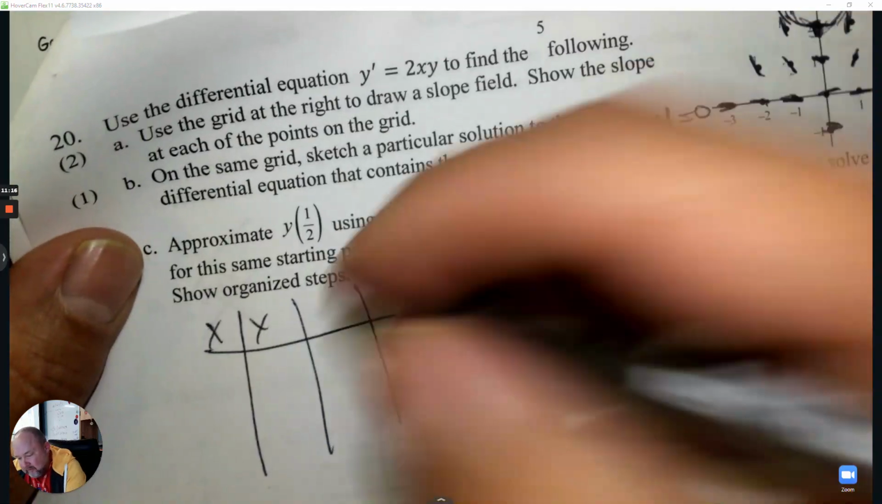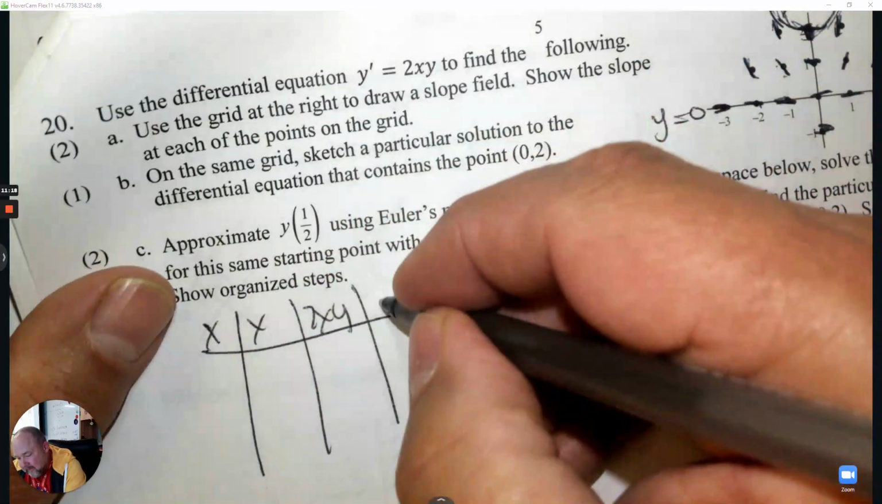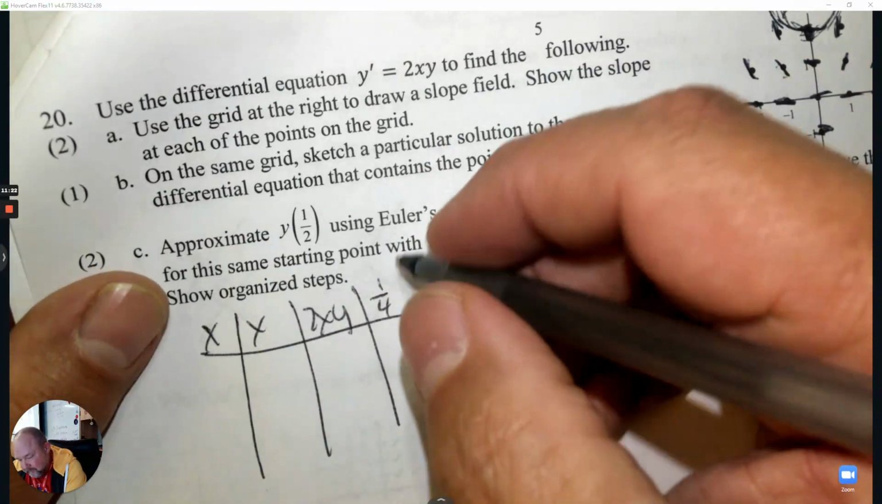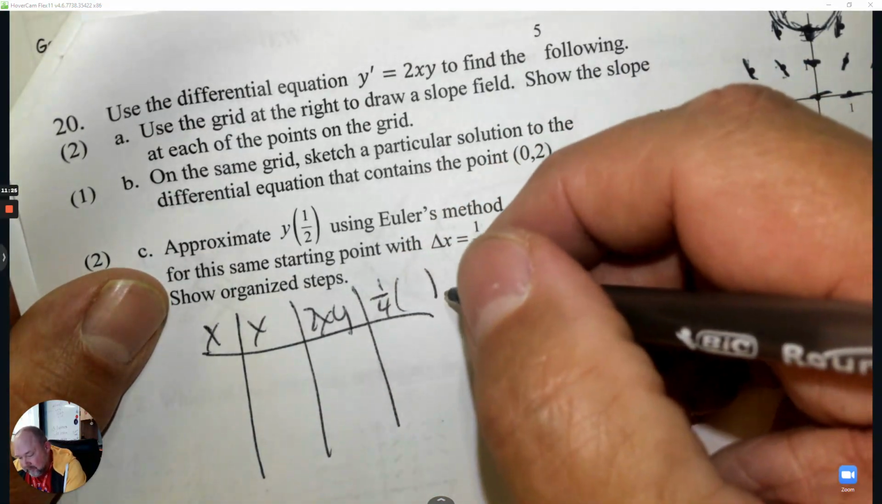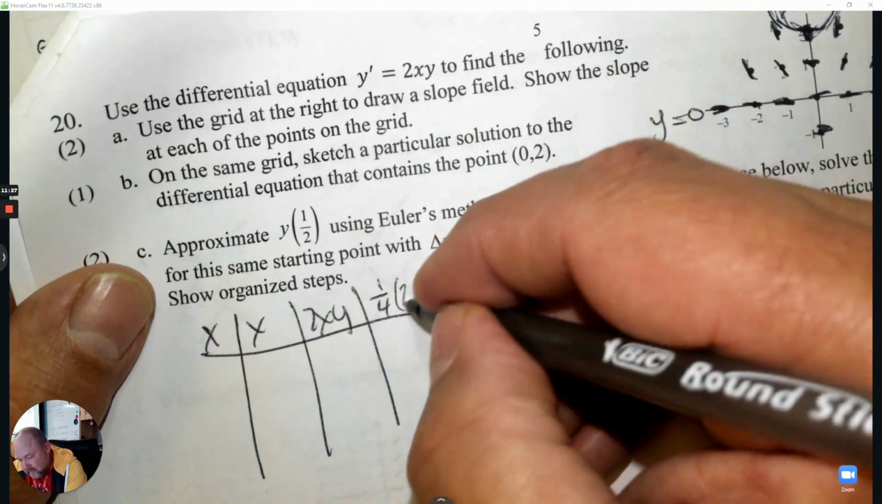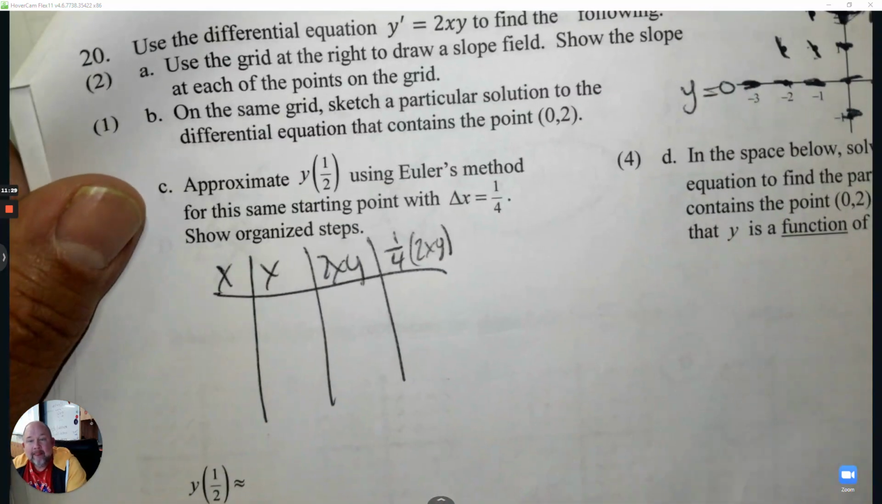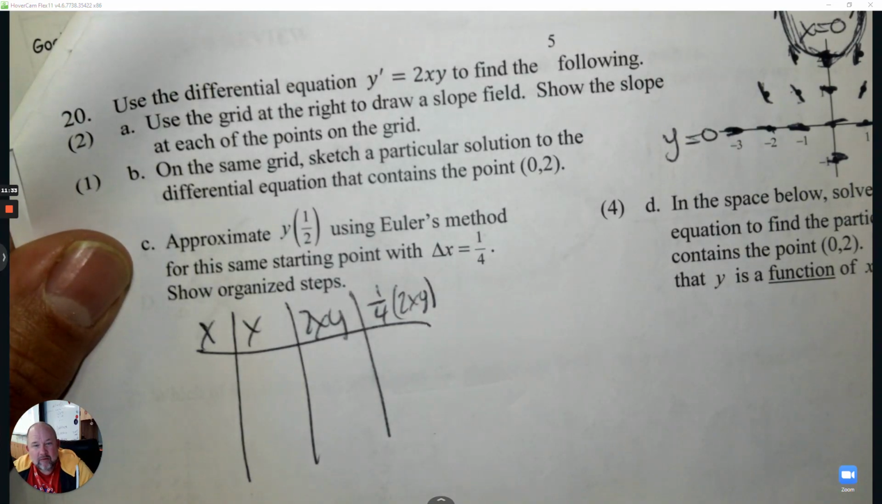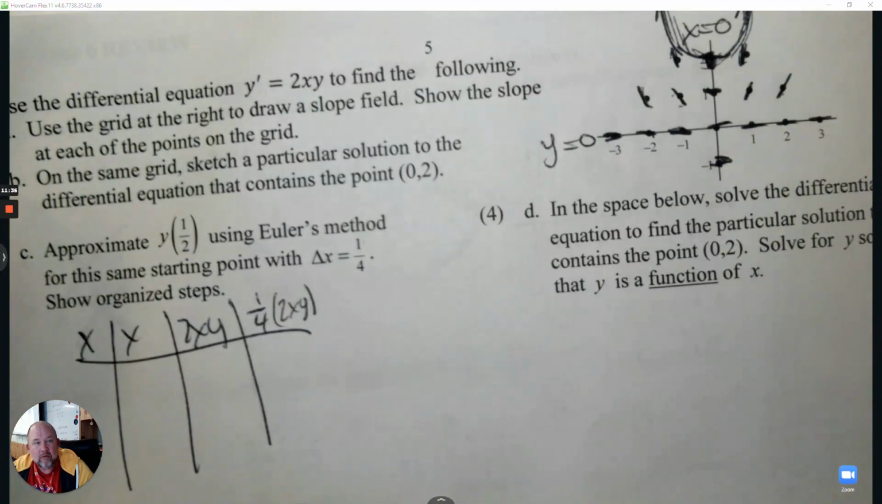The derivative is 2xy, and then it's the change in x, which is 1/4, times the derivative. All right. So we're starting with 0, approximate f(1/2) using change in x of 1/4.